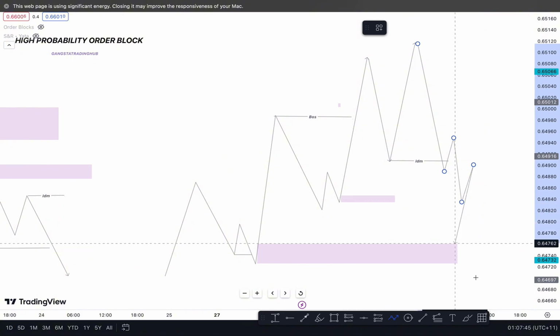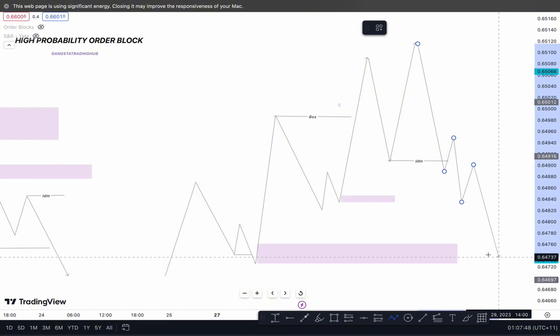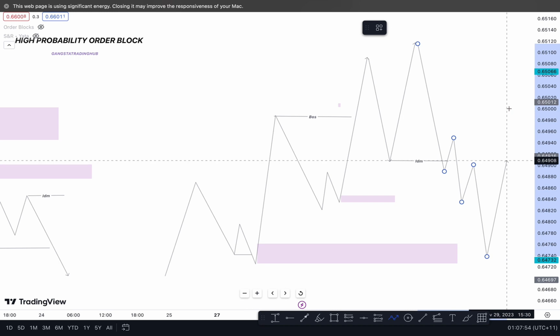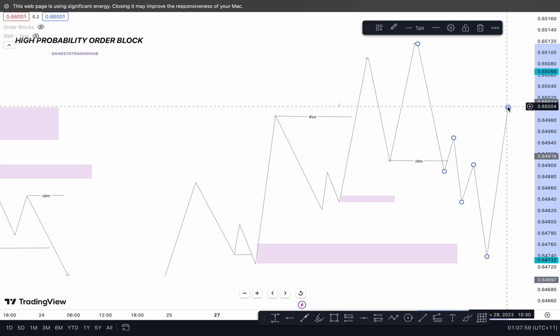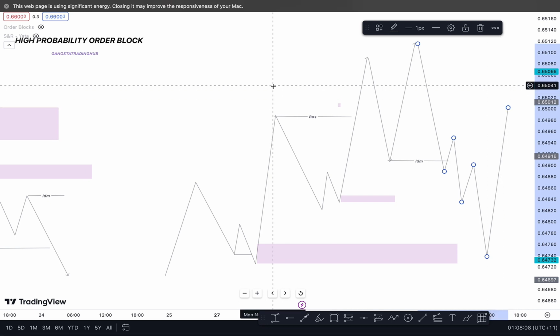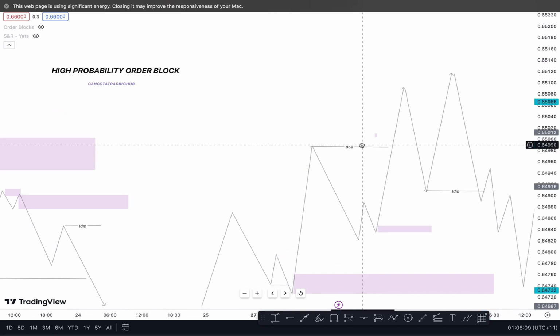I'm simply waiting for price to rally down to tap on this extreme order block, which is also known as our high probability order block before the rally to the upside. Right? So a lot of people always make the mistake of marking random order blocks on their charts. No, you have to be specific, you have to be precise. All right. So let's move to the live charts now.